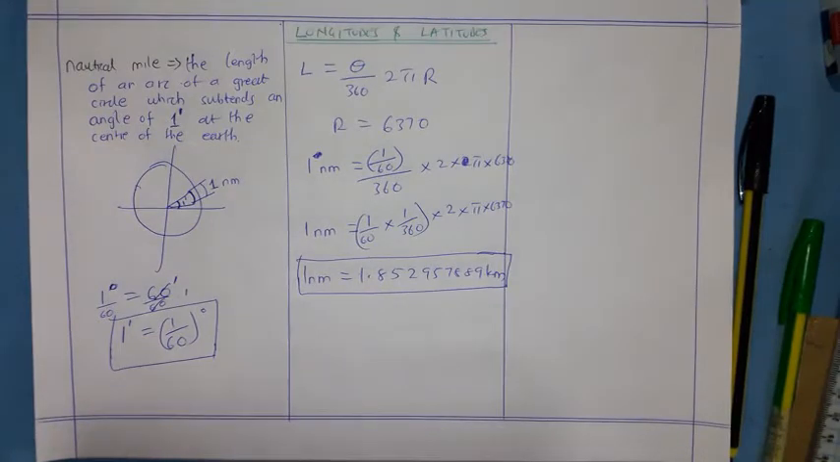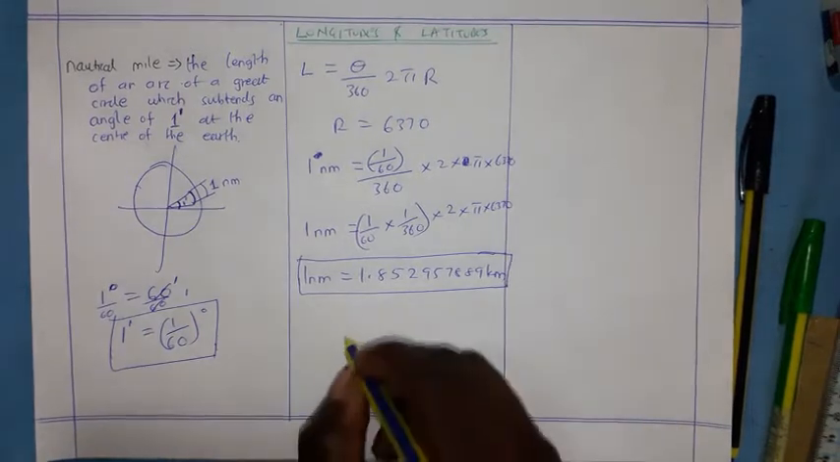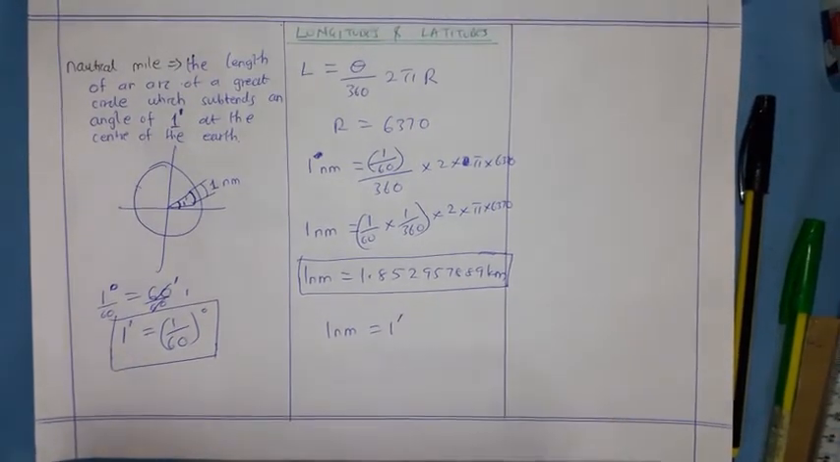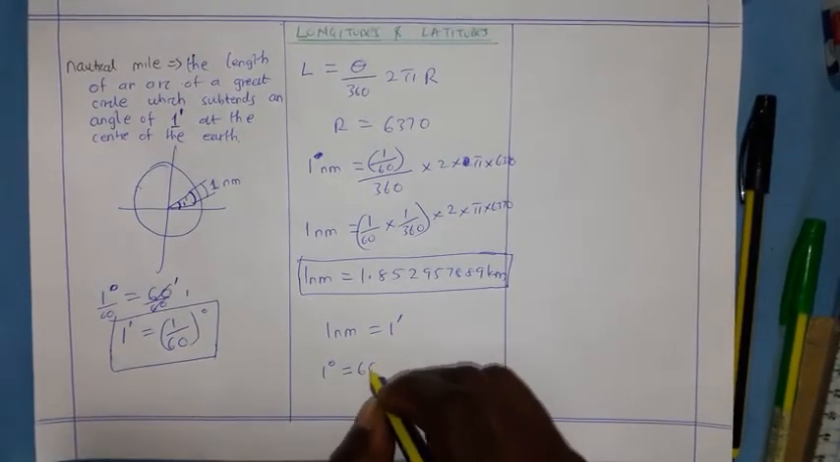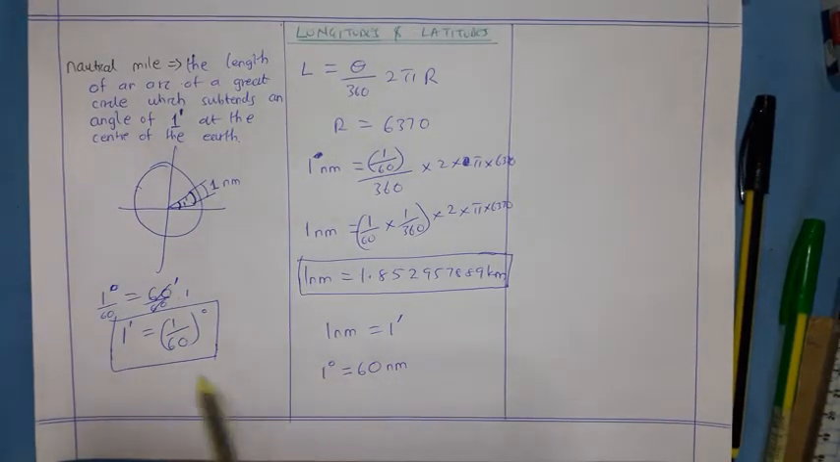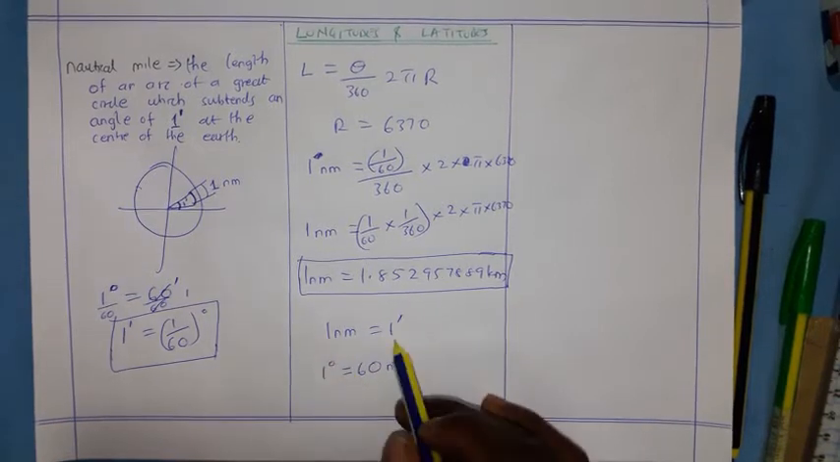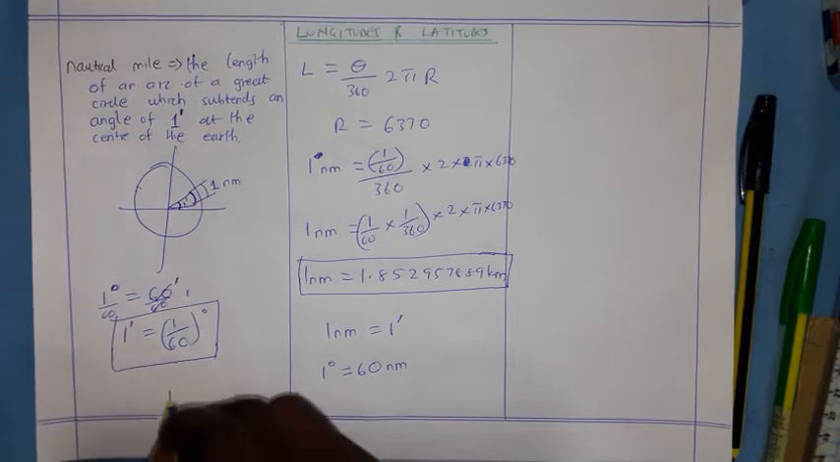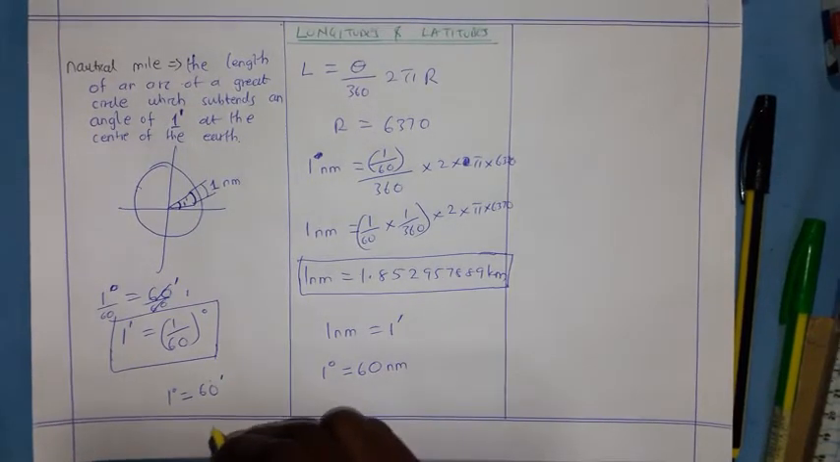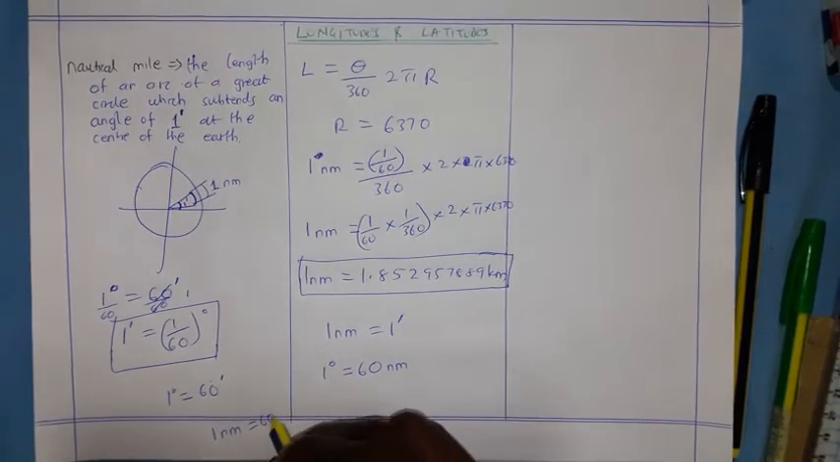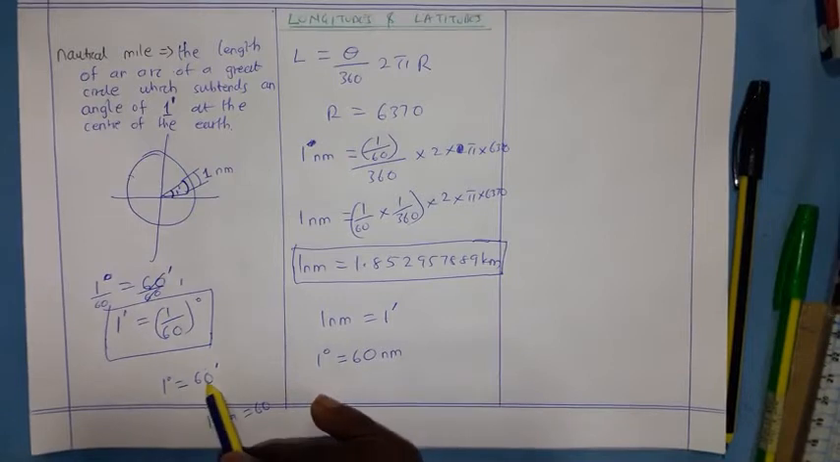But there is something you need to know. From the definition, we know that 1 nautical mile is equal to 1 minute, because of what is subtended in the length. So therefore 1 degree is 60 nautical miles. The reason is that, from that definition, 1 degree is equal to 60 minutes, and 1 nautical mile corresponds to 1 minute. We know that 1 degree is 60 nautical miles.